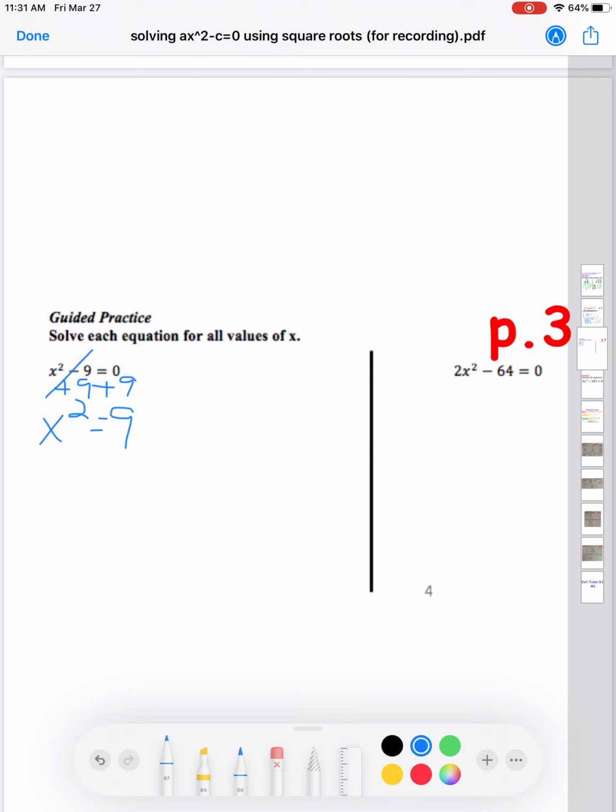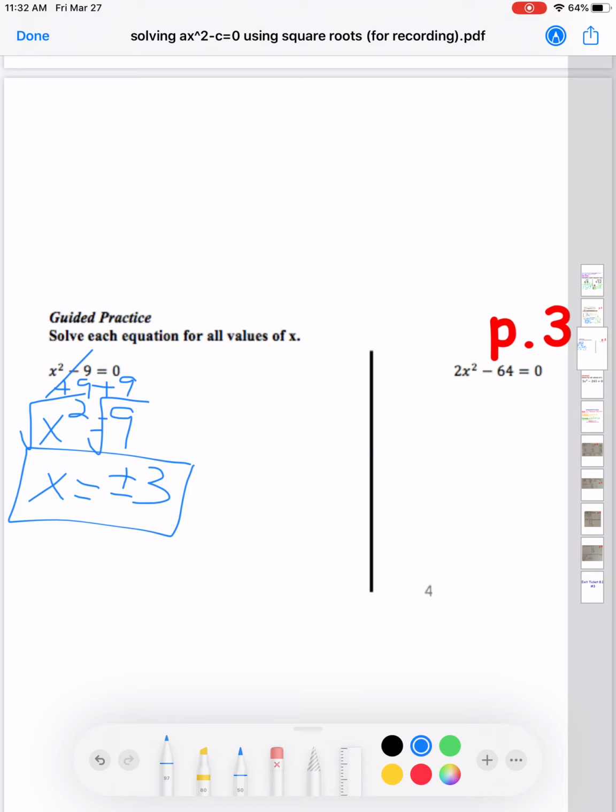Now again, we ask ourselves, what is the opposite of squaring something, which we know is to take the square root. So we'll take the square root of both sides. On the left side, squaring and square roots cancel out, so we're just left with x equals. And then we ask ourselves, what is the square root of 9? Since 9 is a perfect square, this is pretty straightforward. Our answer should be plus or minus 3, because 3 times 3 is 9, and negative 3 times negative 3 is also 9.